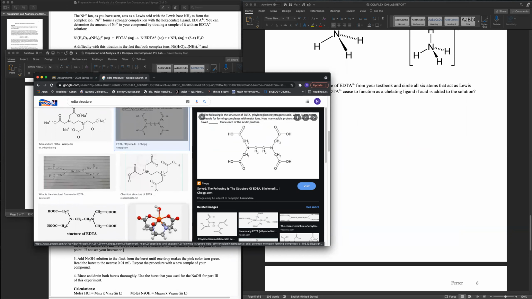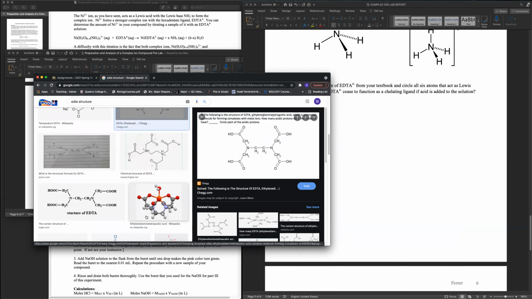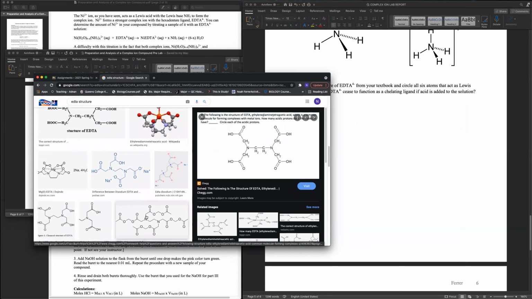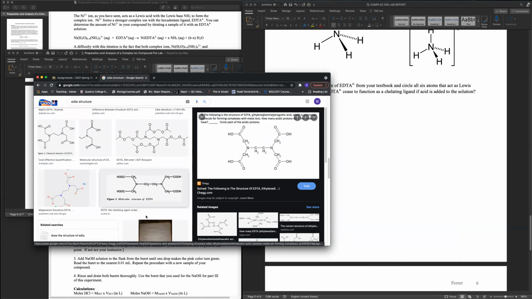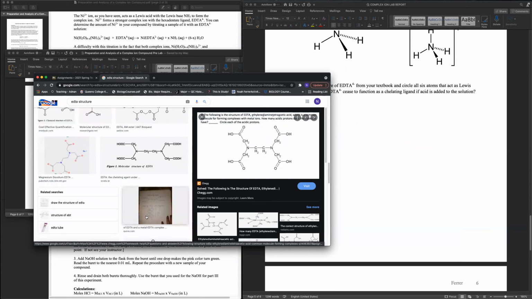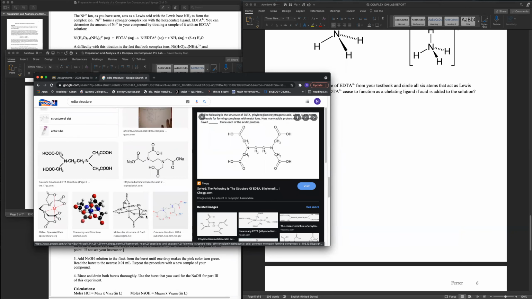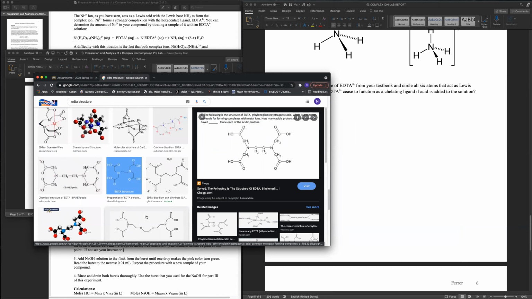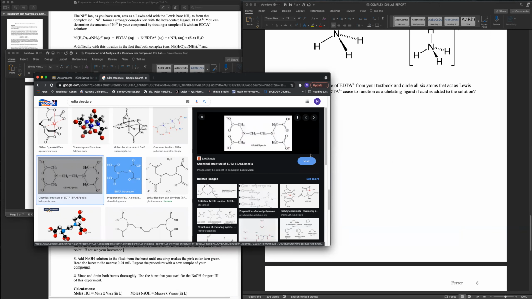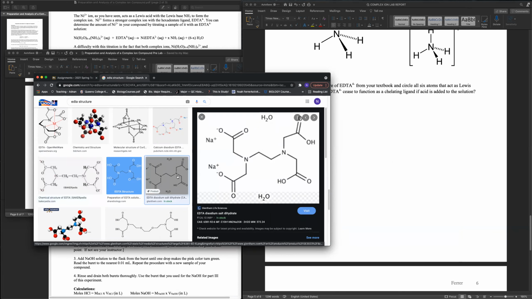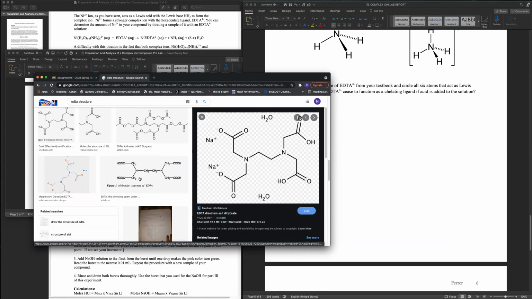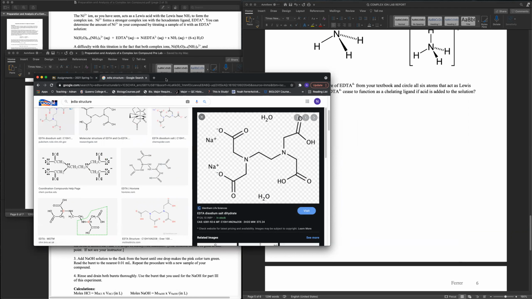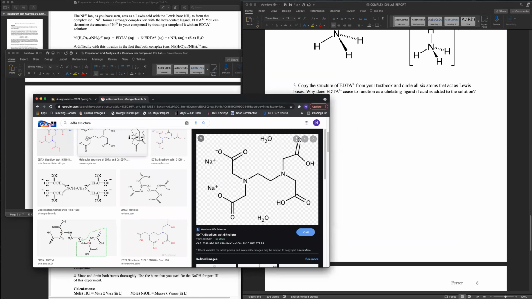Okay. There's a couple of these. Okay. Here? The one on the right. Yeah, that'll work. This one? Wait, damn it. That one has, here, let me see what I can find. You want me to put in EDTA 4 minus? Oh yeah, you can do that.